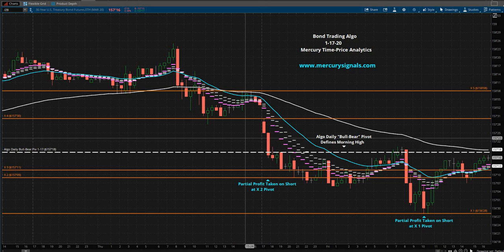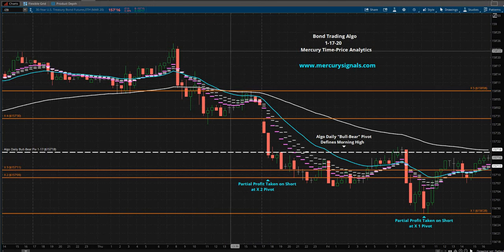Everything is an algorithm. And so what you see here with our bond algo is our proprietary entry system, and you also see the horizontal profit capture pivots. And then you also see our single daily bull bear pivot. So you've got three elements here.